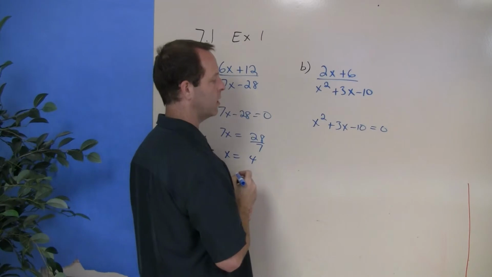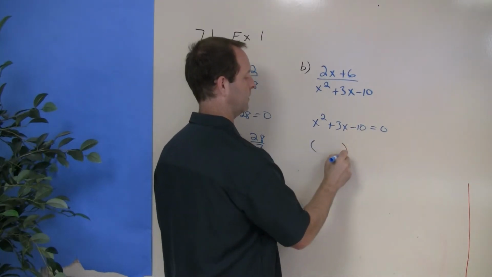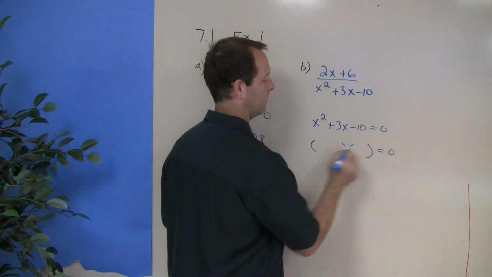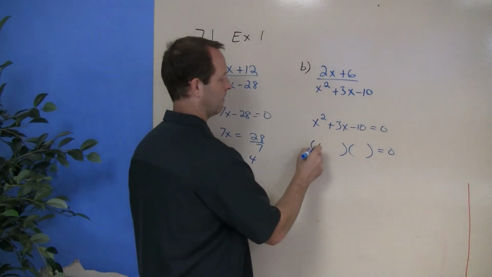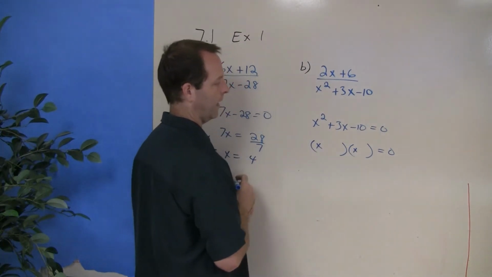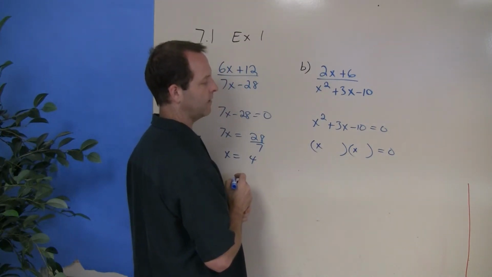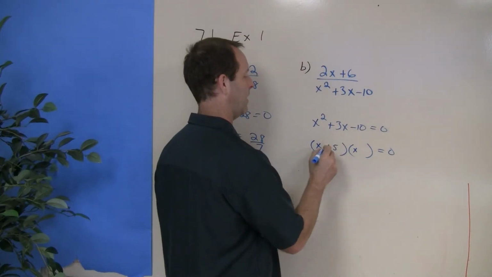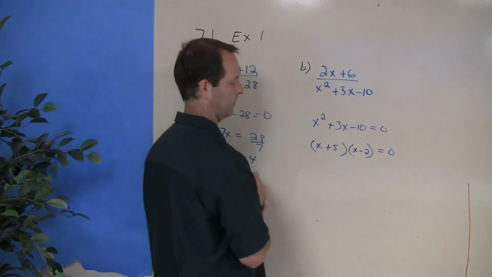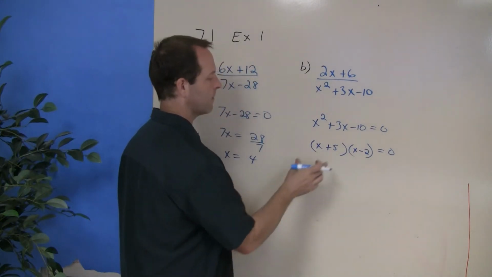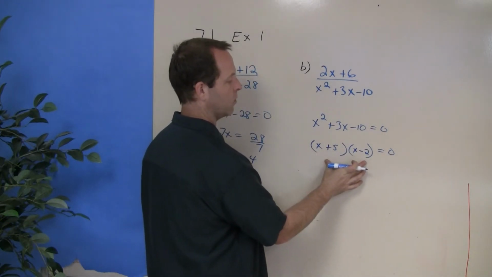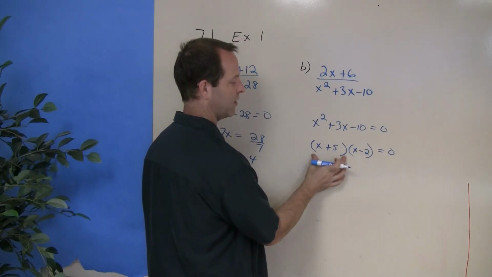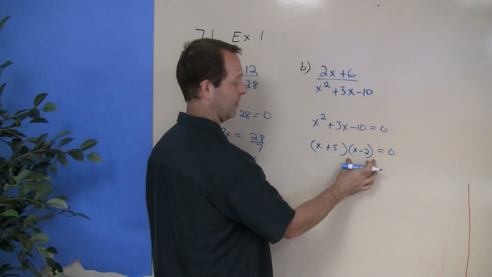And then I'm going to see if it factors. Factors of negative 10 that add up to a positive 3 look like a positive 5 and a negative 2. And if I remember, for this entire statement to equal 0, either this term has to be 0 or this term has to be 0.